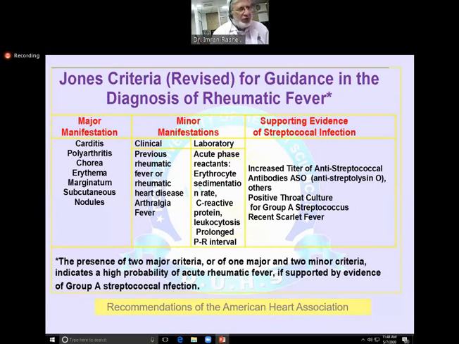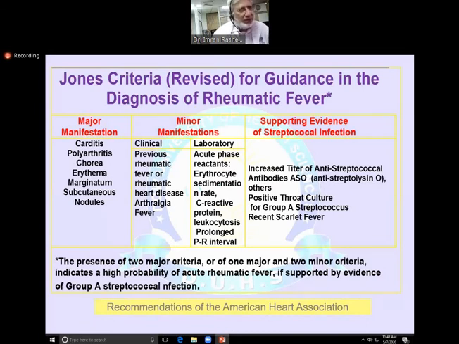As it's short, it is called ASO, anti-streptococcal antibodies. So if you see the ASO titer, that will be increased in patients with rheumatic fever. And if you do the throat culture, you will get it positive for group A beta hemolytic streptococci. And the third point is a history of recent scarlet fever.